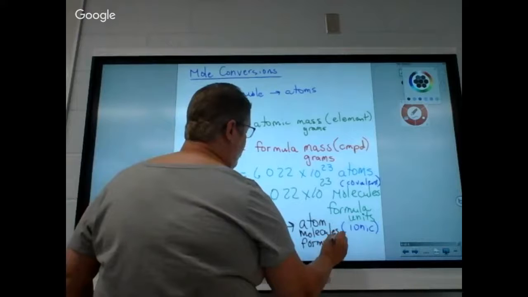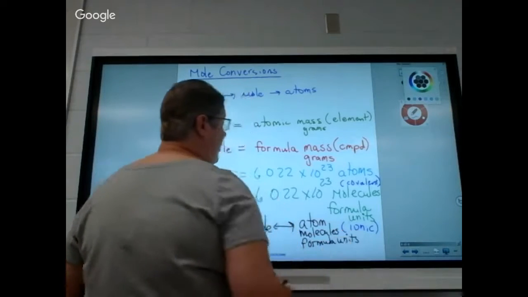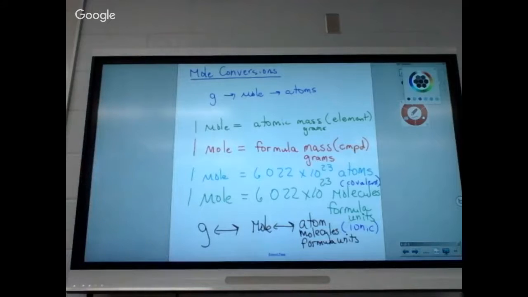Now, some of you are going to want to abbreviate formula units. You can put F units if you want. For obvious reasons, do not abbreviate that to FU.